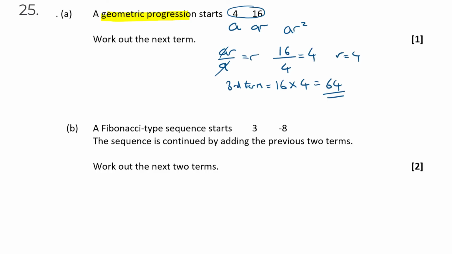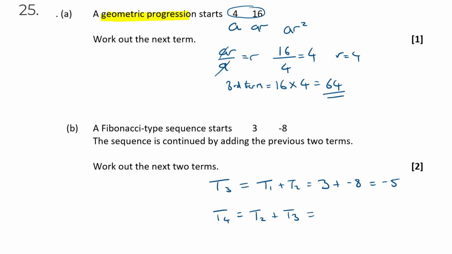Okay. Part B says a Fibonacci type sequence starts 3 and then -8. The sequence is continued by adding the previous 2 terms. Okay, so work out the next 2 terms. So the third term, T3, is going to be T1 plus T2, isn't it? The first term plus the second term. So that's going to be 3 plus -8, which comes to -5.